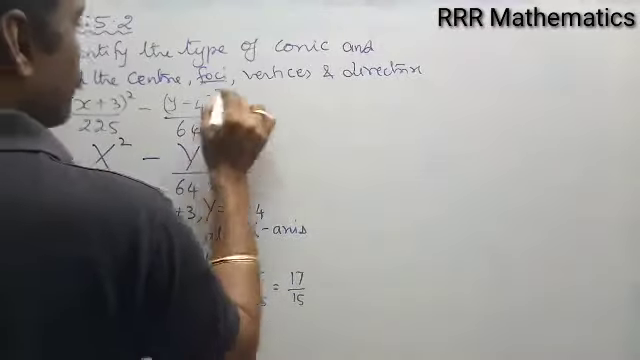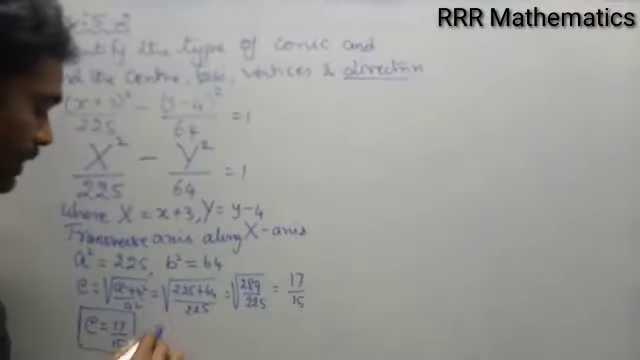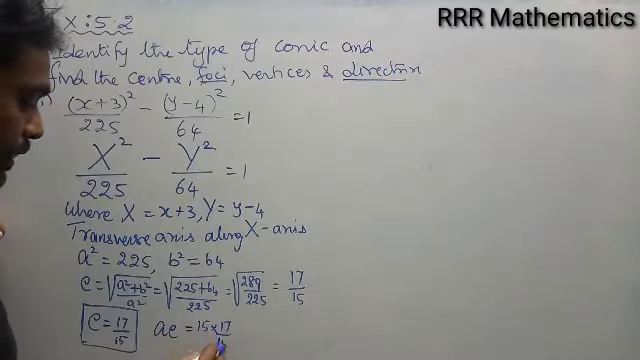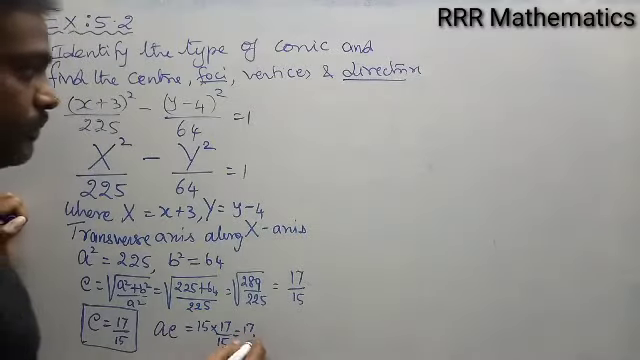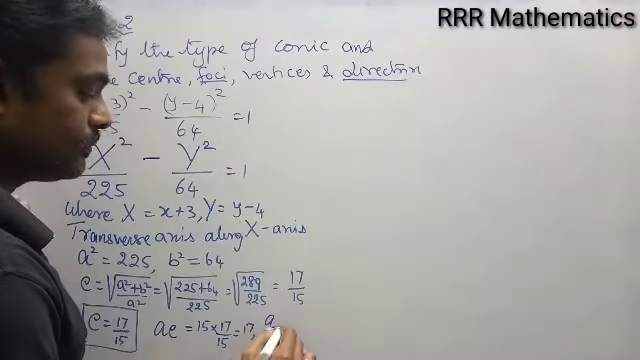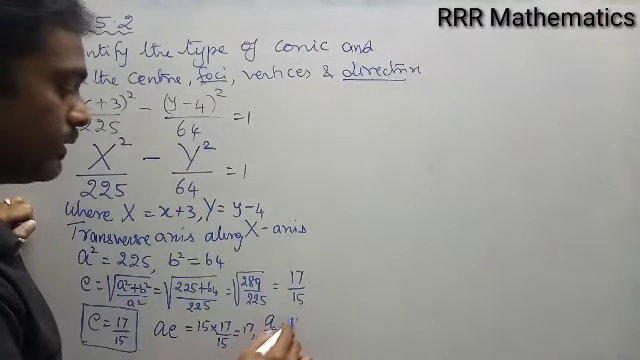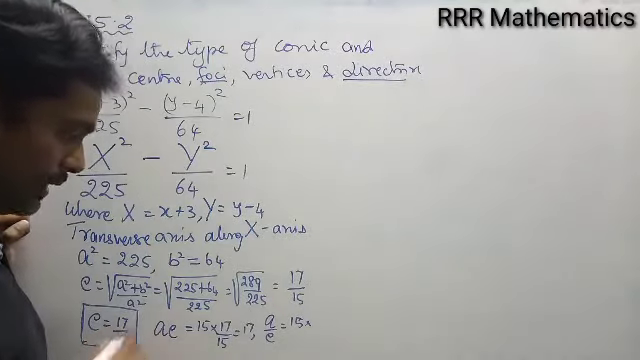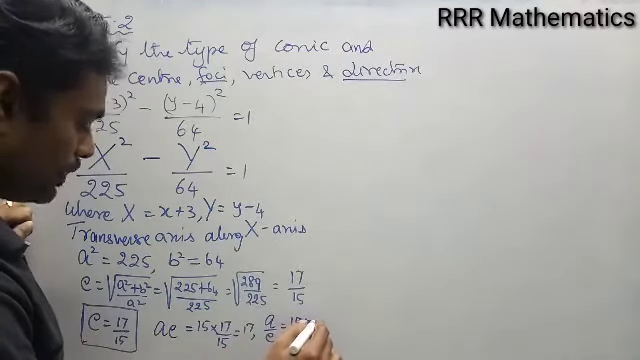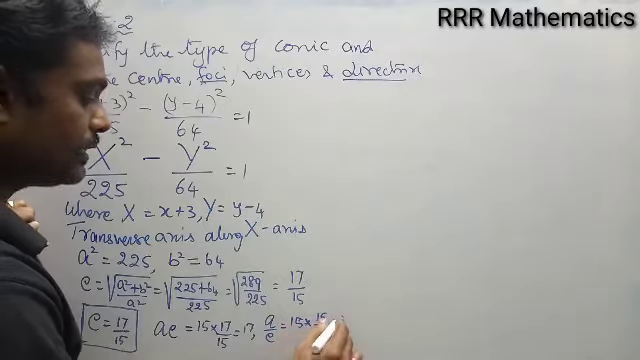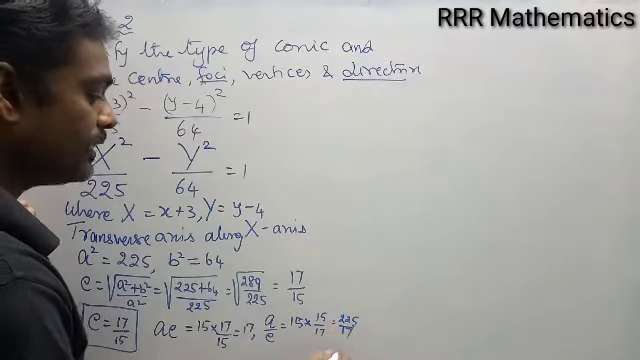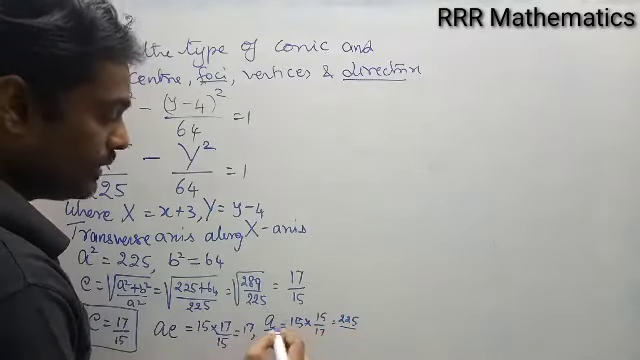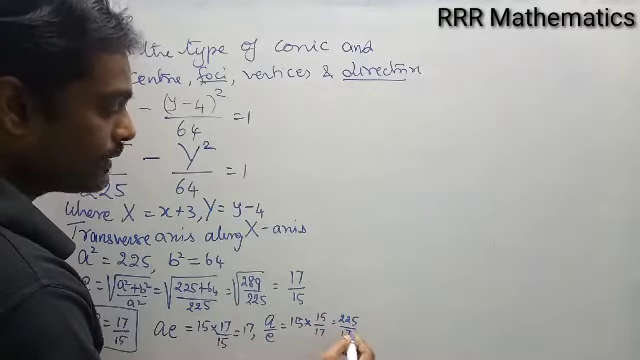In this case, they are asking for foci and directrix, so you should know the value of AE. What is A? 15. E is 17 by 15. The product gives 17. Then A by E: A is 15, E is 17 by 15. You want to divide by E here, so just multiply by the reciprocal, 15 by 17, which gives 225 by 17. Got it? So the value of AE is 17, and A by E is 225 by 17.